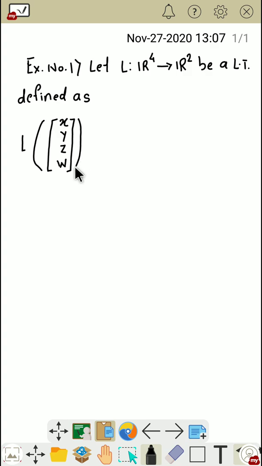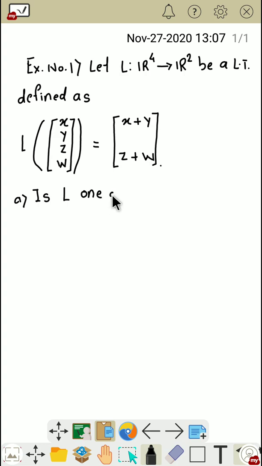and we get the resulting vector, a vector in R2, defined as X plus Y in the first row and Z plus W in the second row. Okay, so we have to check whether L is linear, whether L is one function. Is L a one-to-one mapping or linear transformation?